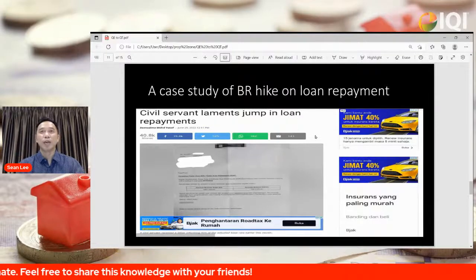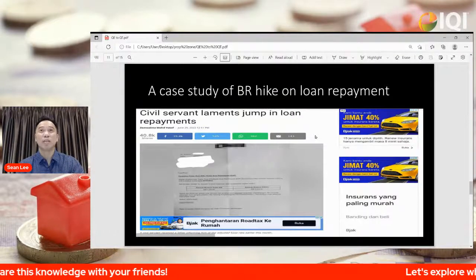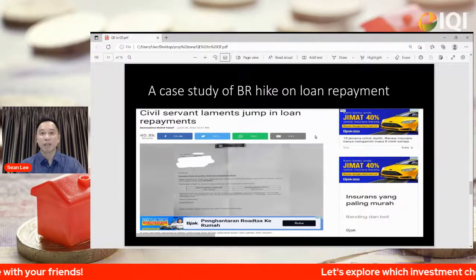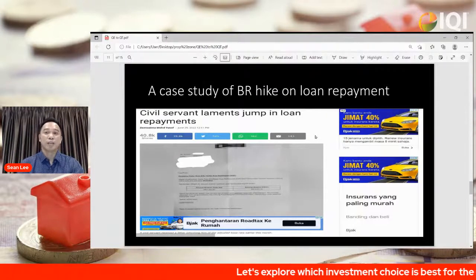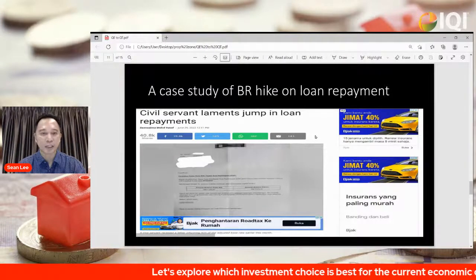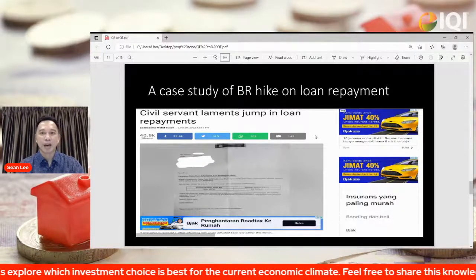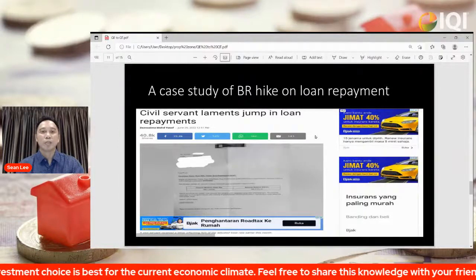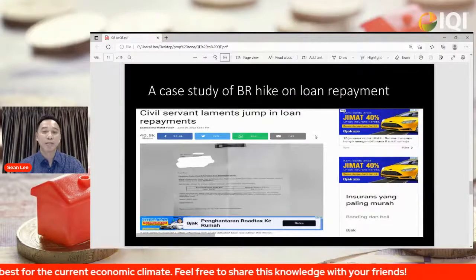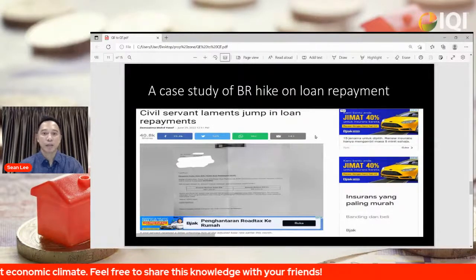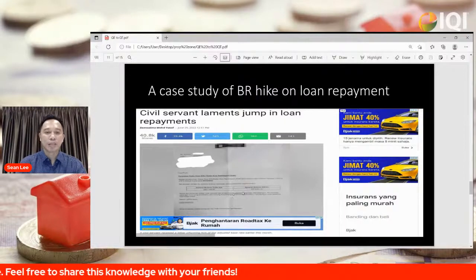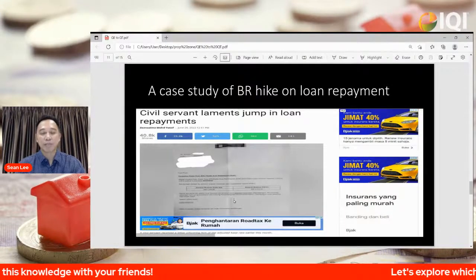This actually creates a very big concern for the general public who are servicing loans. Okay, so we just want to take a case study and see whether a hike in BR of 0.25% really impacts our loan repayment installments so much. Basically, this guy is a civil servant, a government servant.